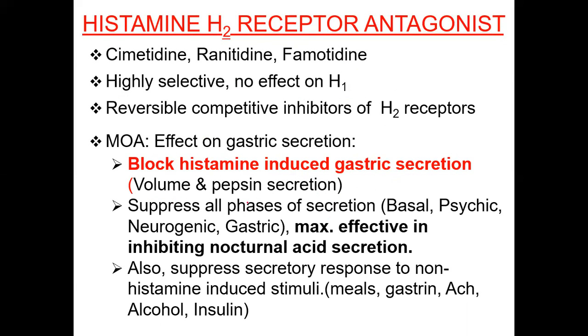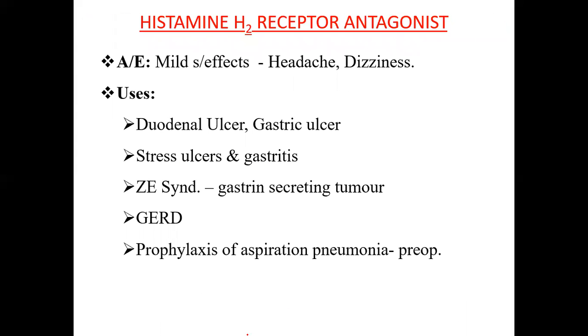So what happens with that is the volume and pepsin secretion both decrease, and they tend to suppress all the phases of secretion that we have been talking about: the basal phase, the psychic phase, the neurogenic phase, and the gastric phase. It is maximally effective in inhibiting nocturnal acid secretion. It also tends to suppress the secretory response to non-histamine-induced stimuli such as meals, gastrin, acetylcholine, alcohol, and insulin. The adverse effects associated with these H2 receptor antagonists are very mild, and most commonly encountered are headache and dizziness.